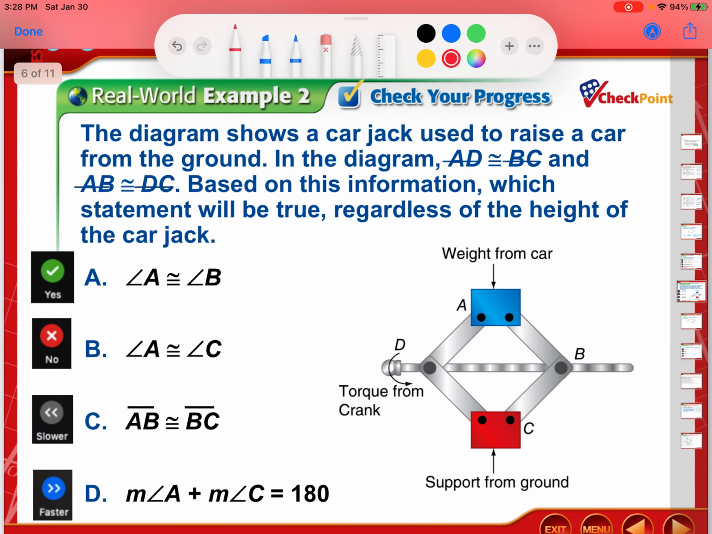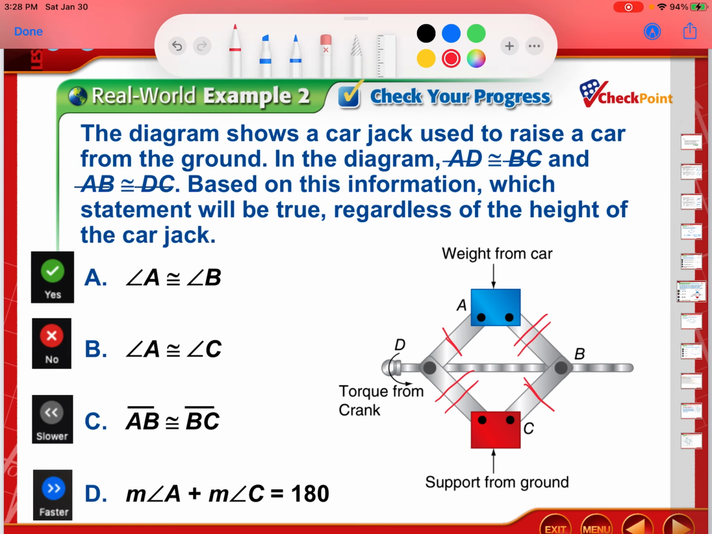All right, so the diagram shows a car jack used to raise a car from the ground. In the diagram, line AD is congruent to line BC, and AB and DC are congruent. Based on the information, which statement will be true regardless of the height of the car jack? So no matter how high it goes, which statement will be true.